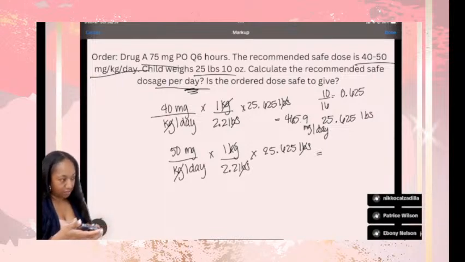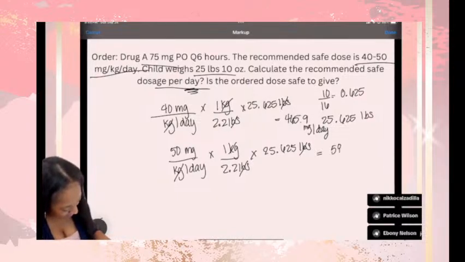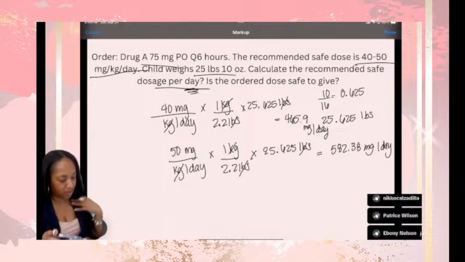Alrighty, so 50 times 25.625 and then divided by 2.2. So make sure I put it in right. Sometimes I get kind of OCD. I'm like, did I put that in right? Alright, I did. 582.38 milligrams per day. Okay?